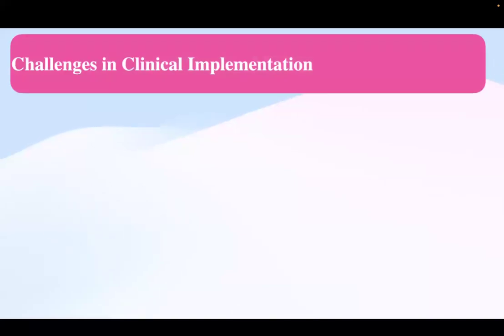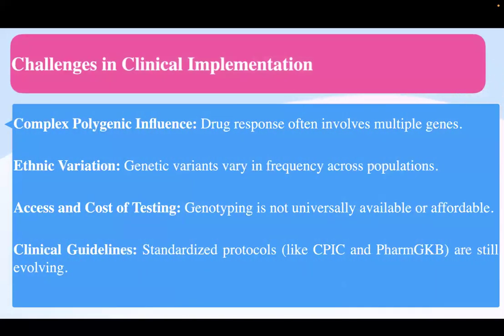And what are the challenges in clinical implementation? Complex polygenic influence. Okay, what does polygenic mean? It is not always a simple conversion like codeine. Codeine is converted to morphine by CYP2D6. That is a very simple example, but sometimes it is polygenic. More than one gene is involved in the mechanism. Drug response often involves multiple genes. So it is a challenge how you will identify them, right?